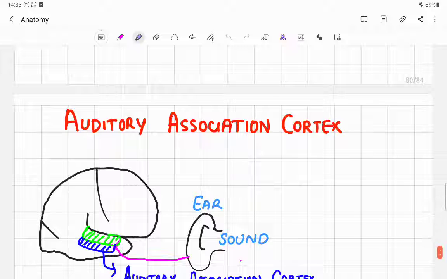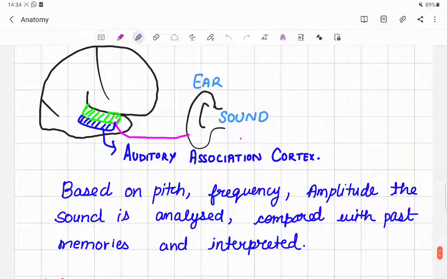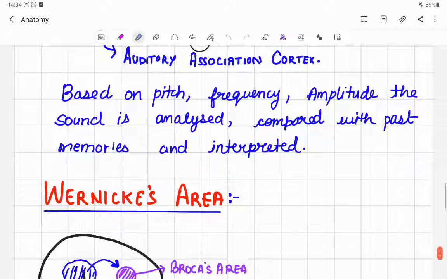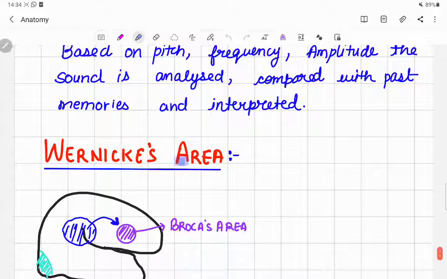Now let us talk about the auditory association cortex. As I already told you, the sensory information which is coming into the primary auditory cortex is passed to the auditory association cortex for manipulation of its meaning or understanding of that sound. Alright. So let us talk about this. Based on pitch, frequency and amplitude, the sound is analyzed and compared with past experiences and past memories, and then it is interpreted what the sound is, like what the person is trying to say or where the sound is coming from. We can analyze all that, and we can also compare it with past experiences. Now let us talk about Wernicke's areas.